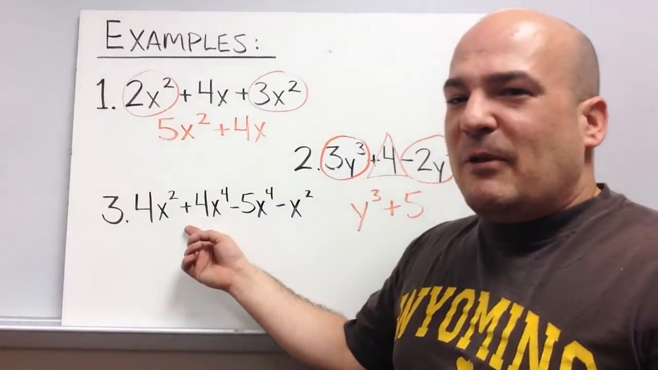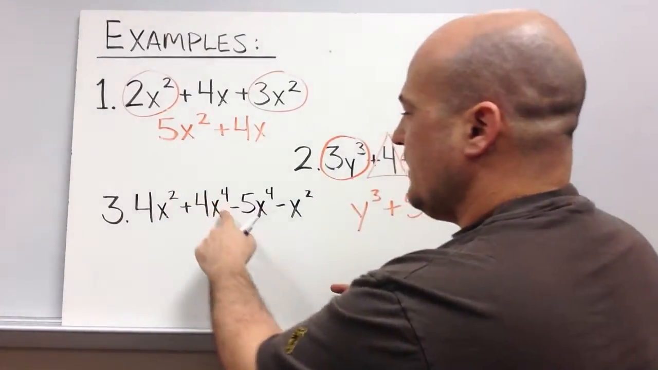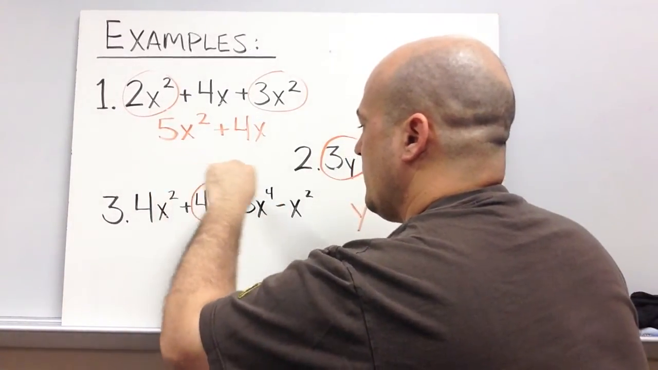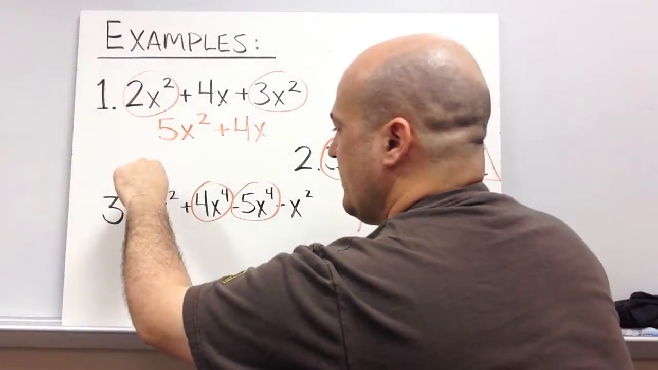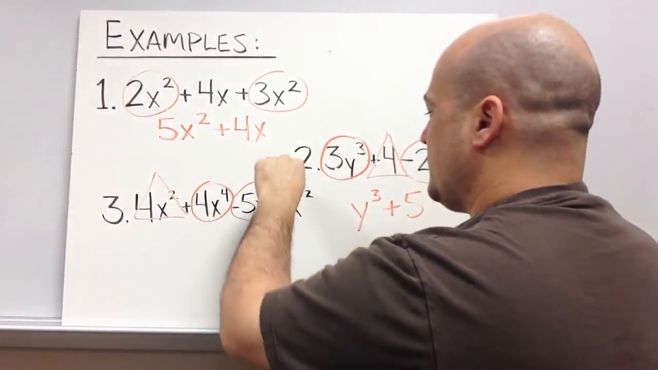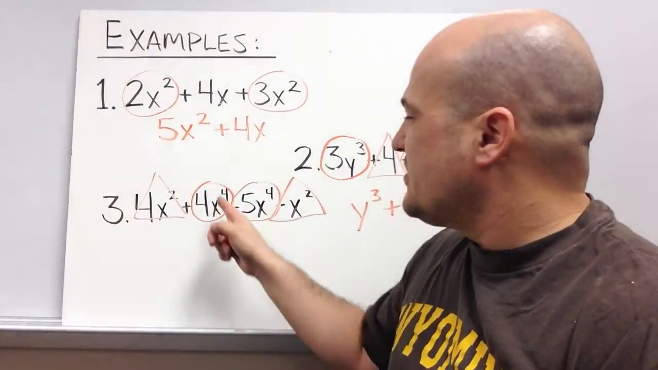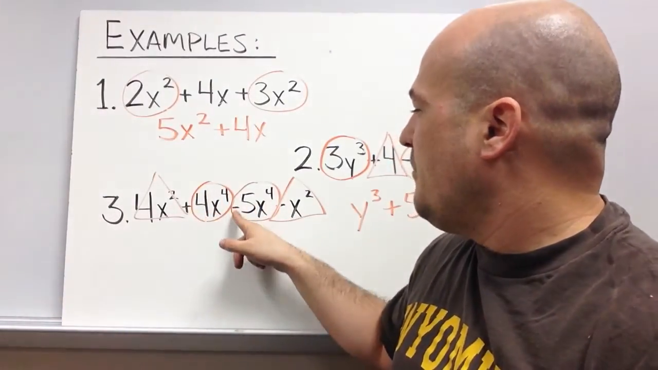All right, next problem. Let's look for the like terms. I've got x to the fourth, x to the fourth. Those look good. Then I've got x squared and an x squared. Those look good. So I'm going to combine the like terms. Again, I'm going to start with the one with the highest exponent, this one. So I have 4 minus 5.